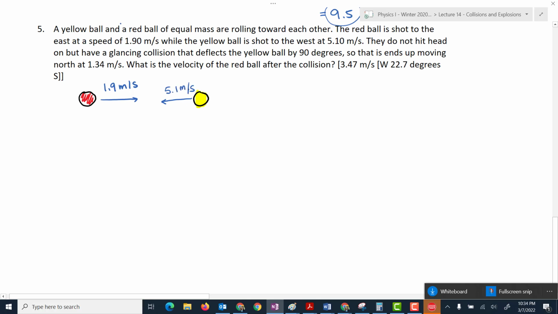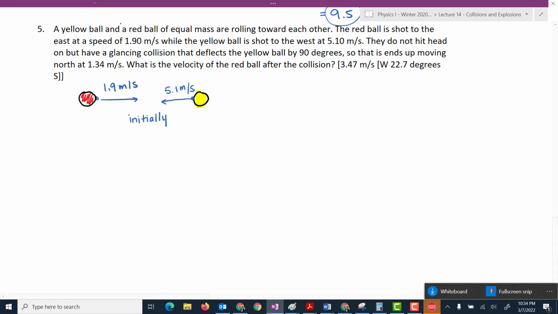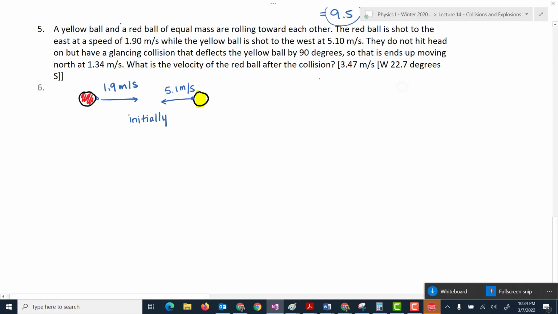They do not hit head on, but they have a glancing collision. So they don't hit from right this point to this point. They hit at some weird angle, and it deflects the yellow ball by 90 degrees so that it ends up moving north. So this is initially over here. This is before the collision. And now if we were to draw the same picture final, our yellow ball is now traveling north. So let's draw what that looks like. This one is traveling north, and it ends up moving north at 1.34 meters per second. Okay, so let's draw that. Yellow ball traveling north.